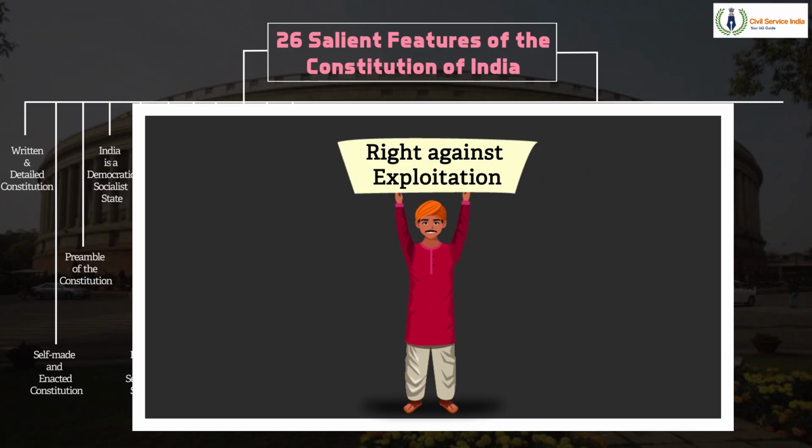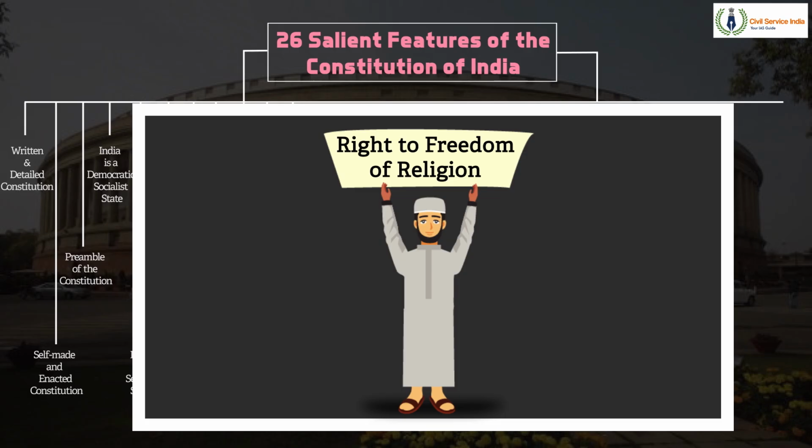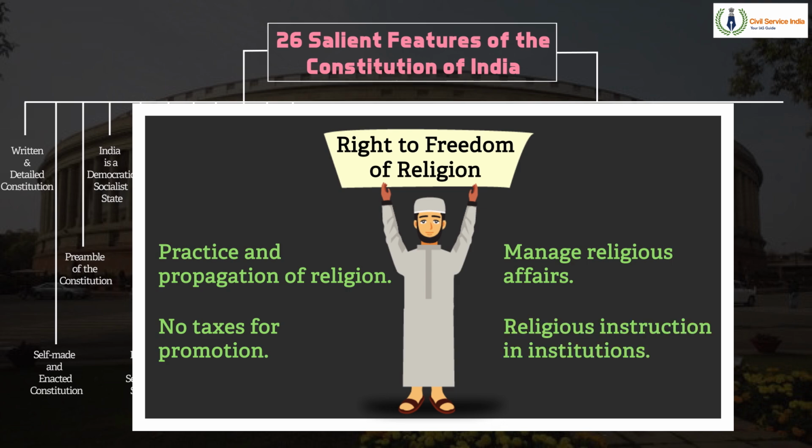Right against exploitation. This fundamental right prohibits the sale and purchase of human beings, forced labor, begar, and the employment of children in hazardous jobs and factories. Right to freedom of religion. The grant of this right involves the freedom of conscience, religion and worship. Any person can follow any religion. It gives all religions the freedom to establish and maintain their religious institutions. No person can be compelled to pay any tax for the propagation of any religion. The state cannot levy a tax for any religion, and the Constitution prohibits the imparting of religious instructions in schools and colleges.